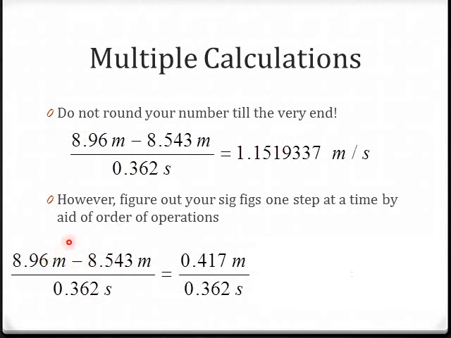So let's do this first one together, the first top part. So this minus that is 0.417. How many sig figs should this number on top have? Well, we're subtracting, so we go by the least amount of places, not significant figures. This is listed to the hundredths place, thousandths, so we're going to go with hundredths. So we have to round it to this digit right here. So this becomes 0.42 over 0.362.